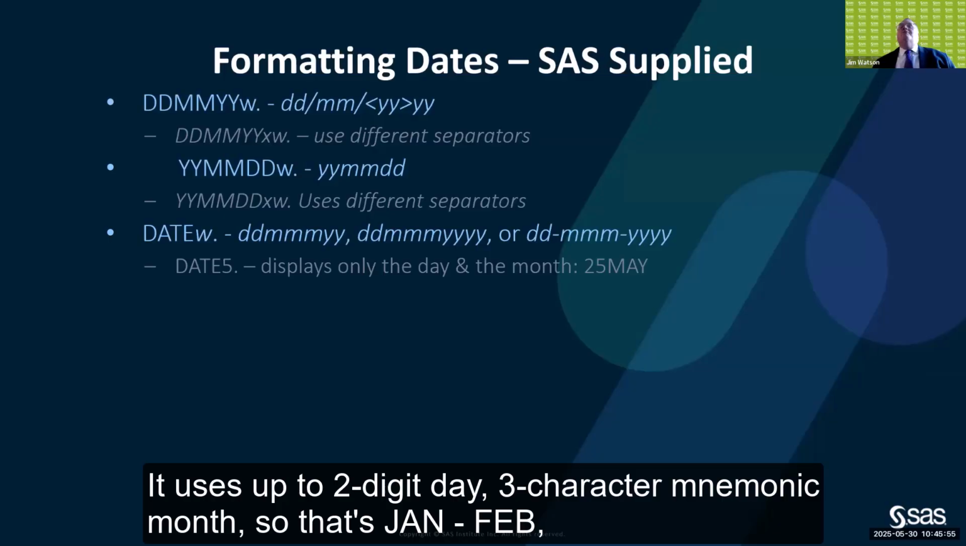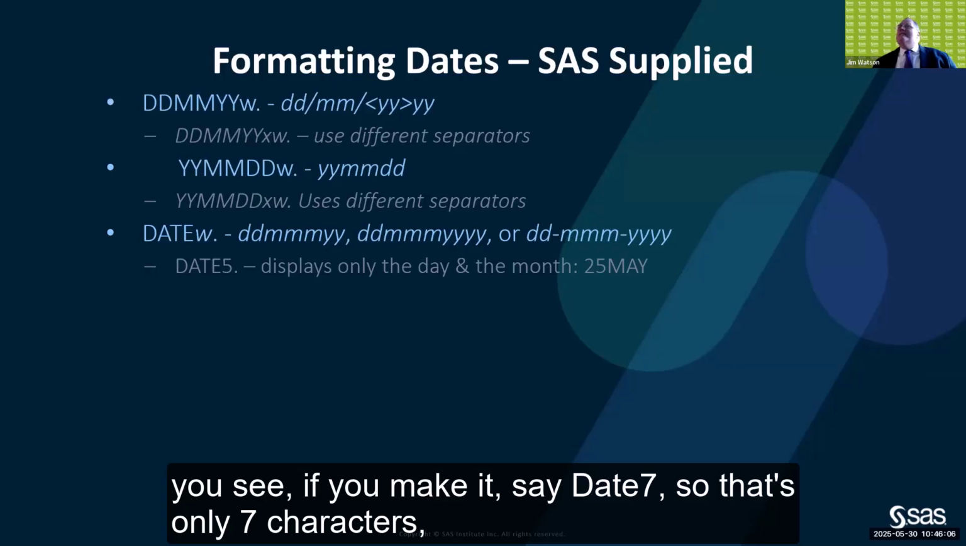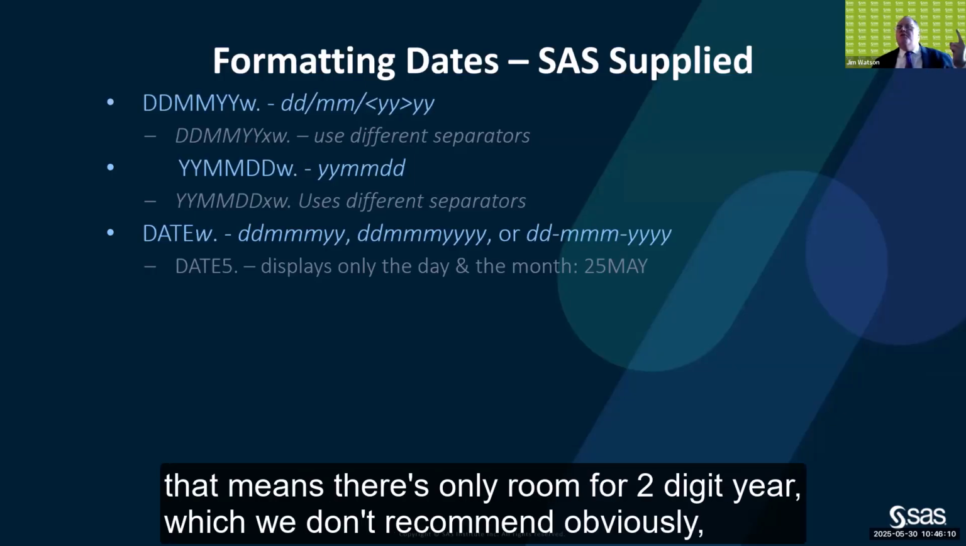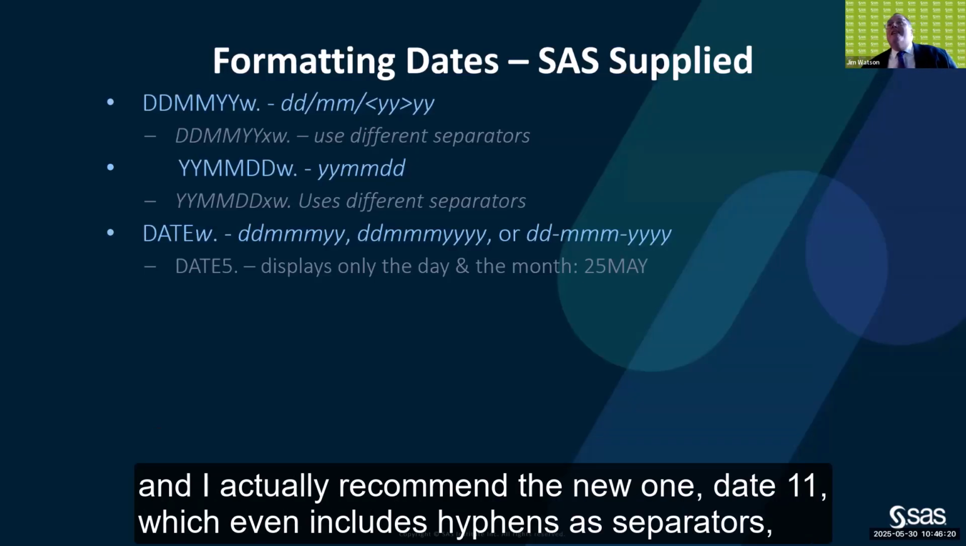It uses the up to 2-digit day, 3-character mnemonic month, so that's JAN, FEB, and how it displays it depends on the width. You see, if you make it, say, DATE7, so that's only 7 characters, that means there's only room for a 2-digit year, which we don't recommend, obviously. If you make it DATE9, it will make them adjacent, day, month, and year together, but at least will give you 4 digits. And I actually recommend the newer one, DATE11, which even includes hyphens as separators.